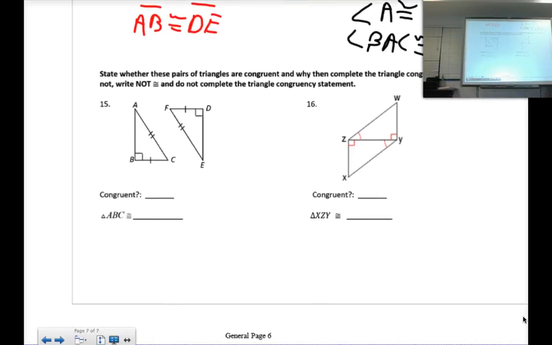All right, let's look at the last two. Are these two triangles congruent? Why? Hypotenuse leg. Triangle ABC is congruent to EDF.